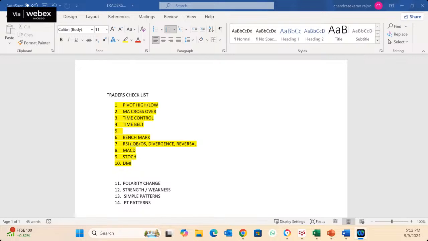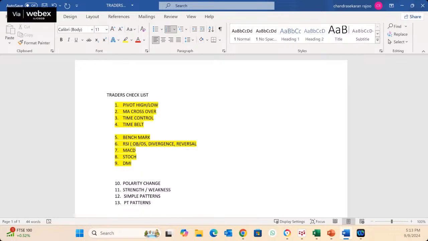So now what we are going to do is use all these nine tools. Then we are going to trade live, analyze the trade and put in the trade. Of course, we must identify all of this: pivot high, pivot low, moving average, crossover, time control, time belt, benchmark, and so on. Then I think our trading becomes easier and much easier to look into.